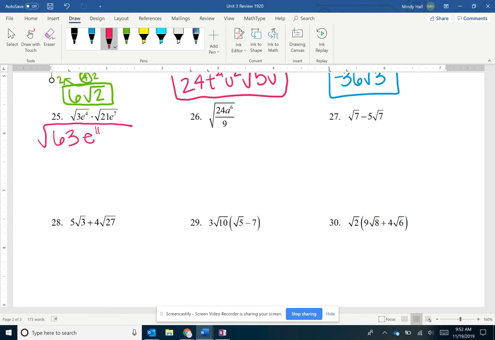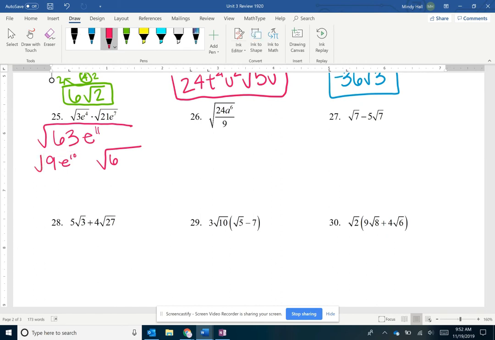So then we need to break it down. 63 breaks into 9 and 6. E to the 11th would break into e to the 10th because, again, I want an even number because I have a 2 over here even though it's not written in.